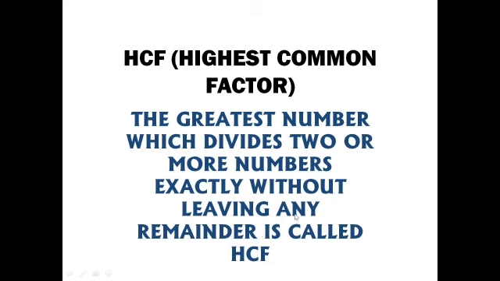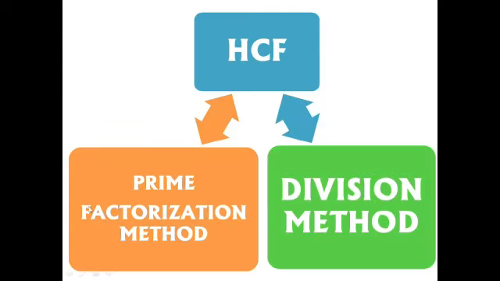Now there are two methods of finding HCF. You can use the method that we just used, but in this method there is a possibility that you miss any of the factor pairs, and in that case you will get a wrong answer. So to be accurate and precise in finding HCF, we use two methods. First is the prime factorization method and second is the division method.